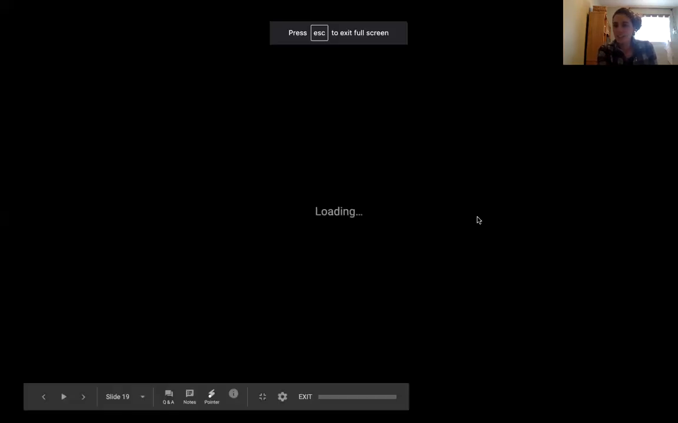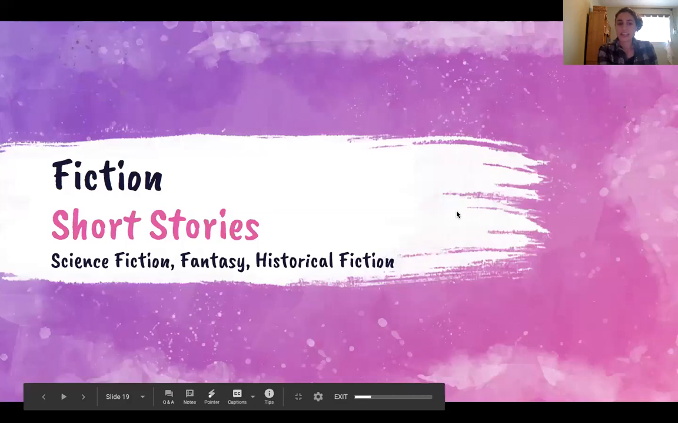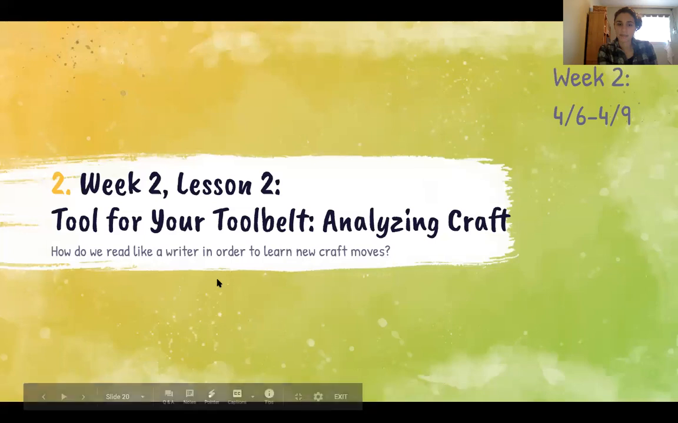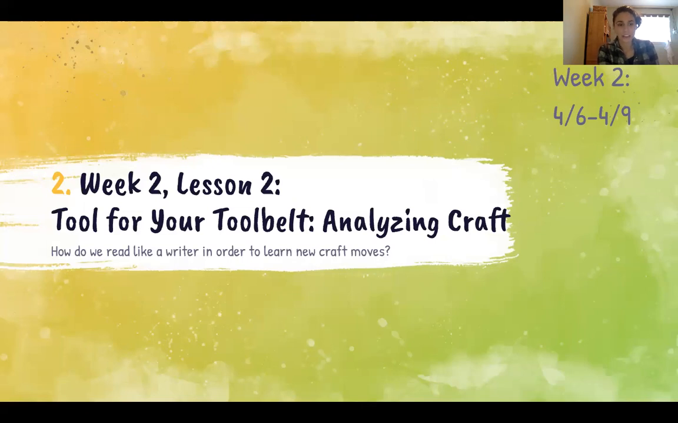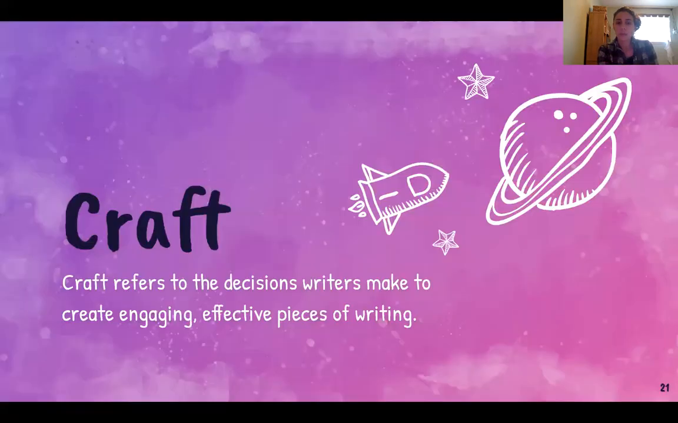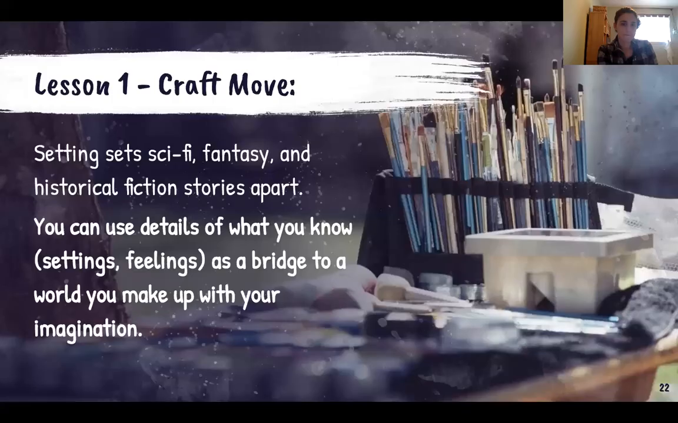Remember, we're studying fiction, specifically short stories, in the genres of science fiction, fantasy, and historical fiction. For Lesson 2, we're going to add a tool to your tool belt to help you analyze writers' craft in fiction. Remember that craft refers to decisions writers make to create engaging, effective pieces of writing. What choices do they make that make their writing what it is?